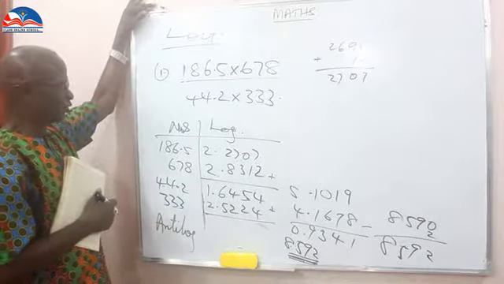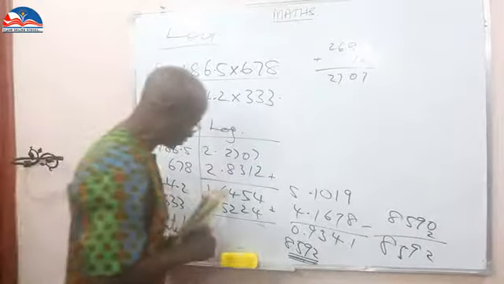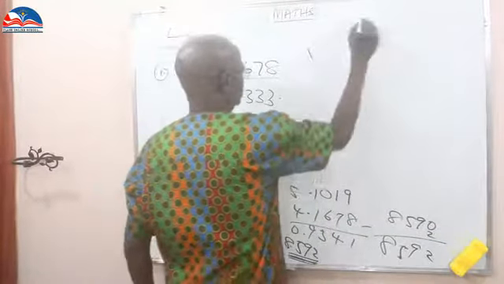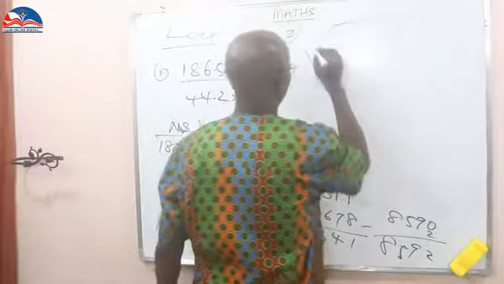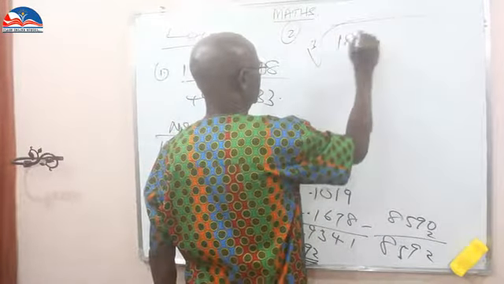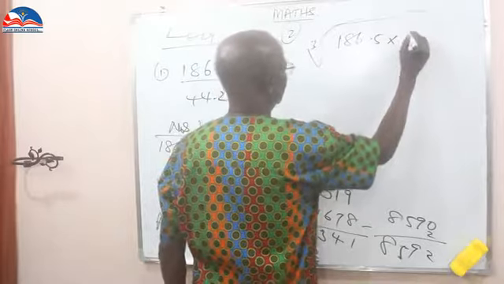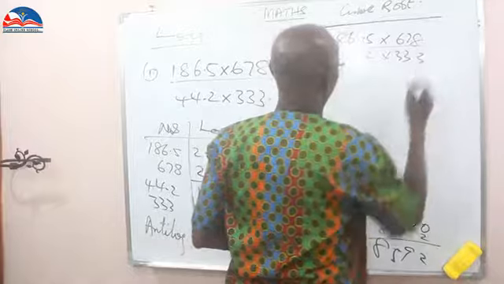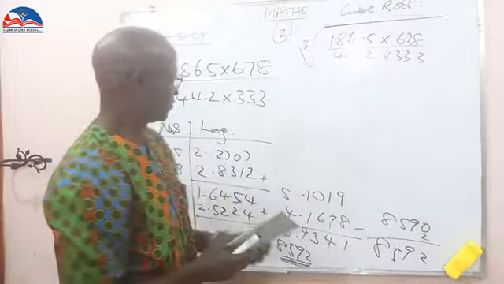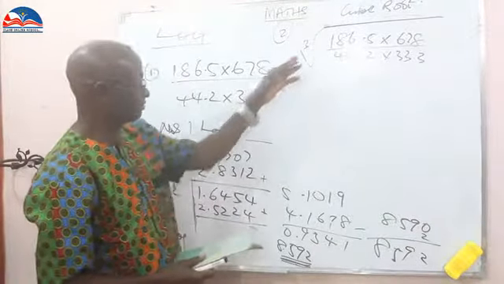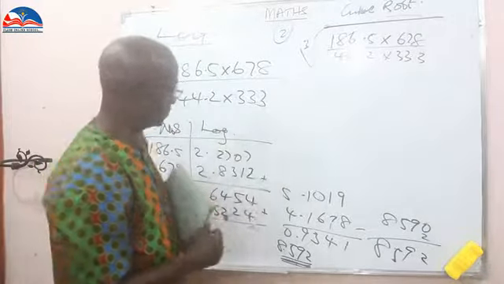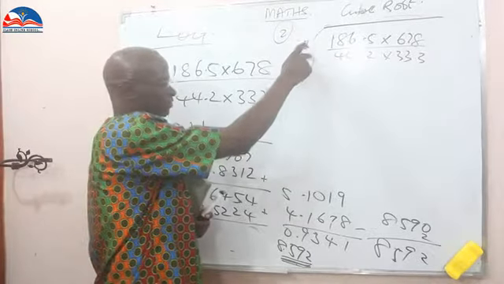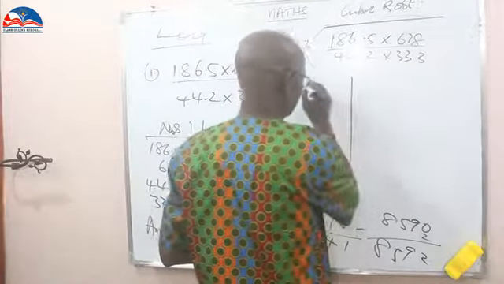Now the same number, I want to take the second part of it, the same question, and change it. I'm going to take the cube root of this number, 186.5 times 678. We did it without the cube root. We want to see the effect of the cube root on the same number. So we follow the whole process, except at the end we divide by 3. That's the effect of the cube root.